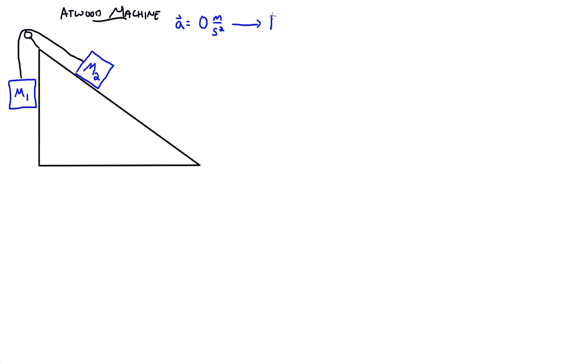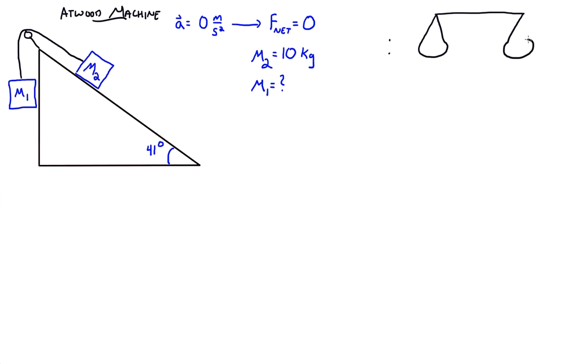Now hopefully this is already triggering the thought for you that the net force on the system is also equal to 0. If we know that the mass of block 2 is 10 kilograms and that the angle of incline is 41 degrees, then we can calculate the mass of block 1. In fact, another way of thinking about this system is as a rudimentary scale, using an object of known mass to determine an unknown mass of a second object.